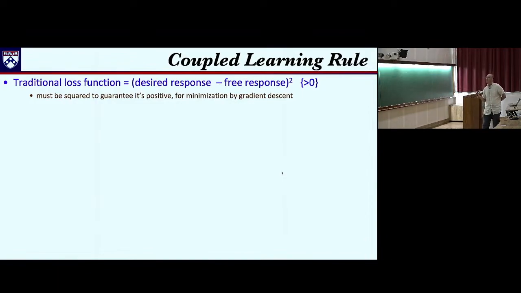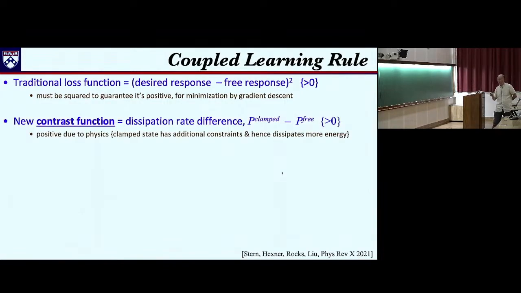That's the usual goal. So we're going to define a different kind of loss function. We call it a contrast function, which will be the difference between the clamped minus the free powers, or in the mechanical case, the stored elastic energy in the clamped case minus stored elastic energy in the free case. Those are intrinsically positive quantities, so I don't need to square it. And I can do gradient descent on this. So this is positive thanks to the physics. So this is where physics enters again. Physics is going to help us do the forward problem. This little bit of physics, namely this positivity, is going to help us do the backwards problem for learning.